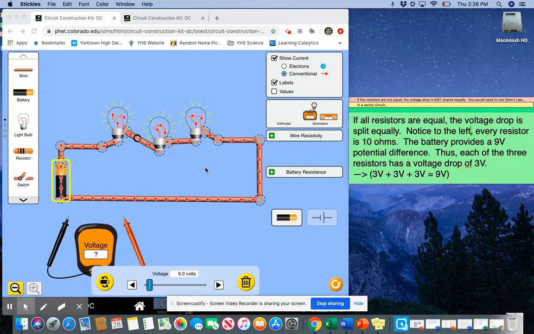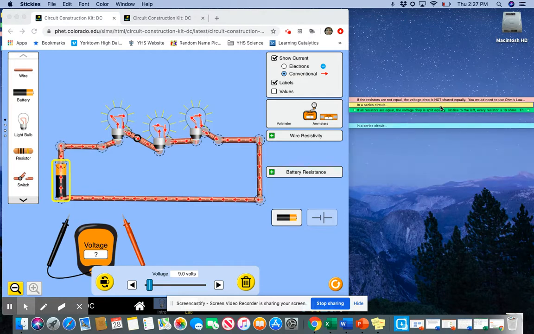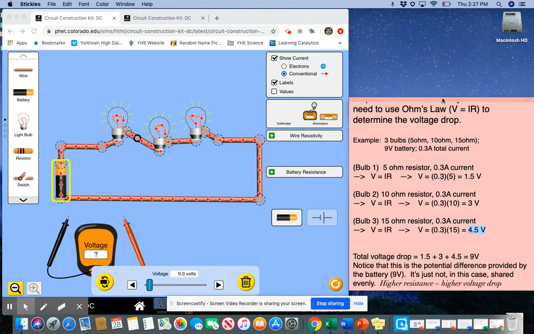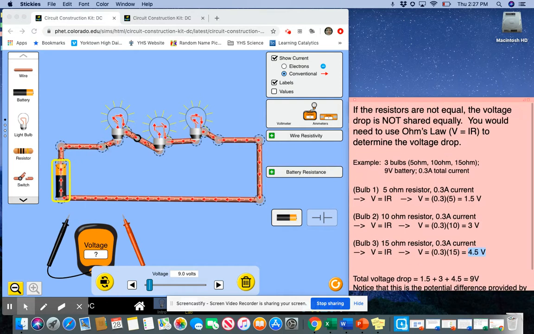So that means that you start out with 9 volts of electrical potential. You lose 3 across the first, 3 more across the second, 3 more across the third, and then you have to go back to the battery to recharge. 3 plus 3 plus 3 is 9. The piece parts would not give you a value bigger than the total from the battery. Now, what if the resistors are not equal?